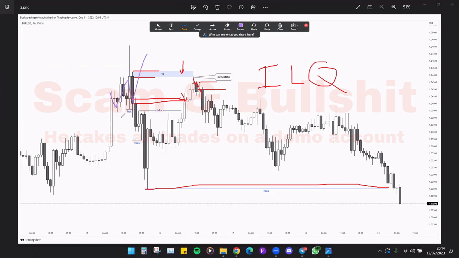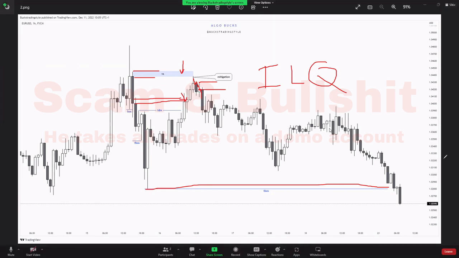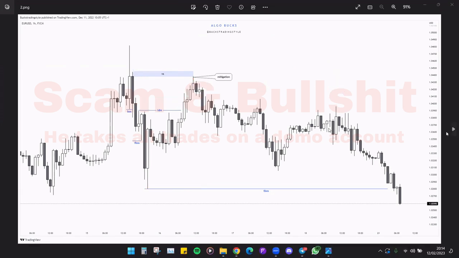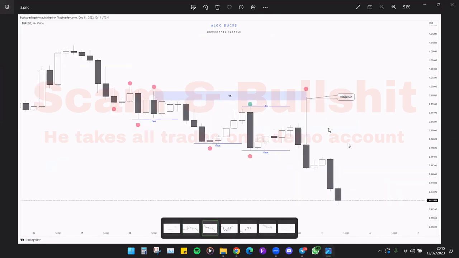Yeah, it's just the same thing. The inducement. Okay. So let's look at the next image. And remember, the inducement liquidity must be an external structure. Must be an external structure point. So let's look at the next example.